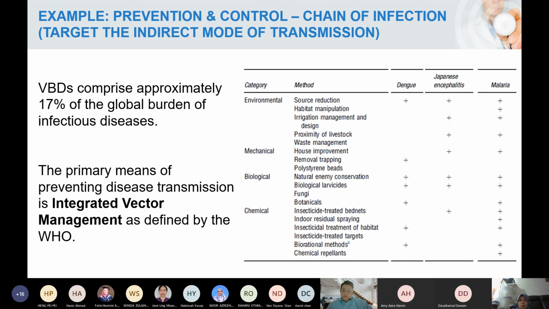If we aim at the mode of transmission, for example, most of our vector-borne diseases, because it's a small mosquito, but it's very dangerous. 70% of global burden disease, infectious disease. So the primary means is to prevent the disease through integrated vector management. So this is how WHO recommend how to break the chain through mode of transmission.